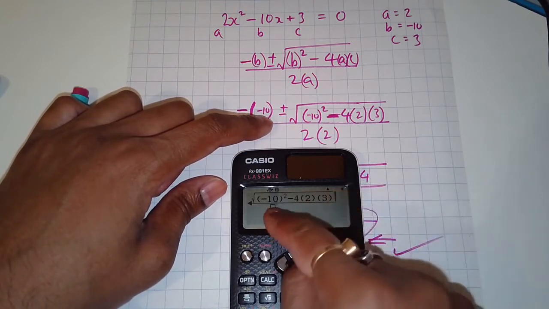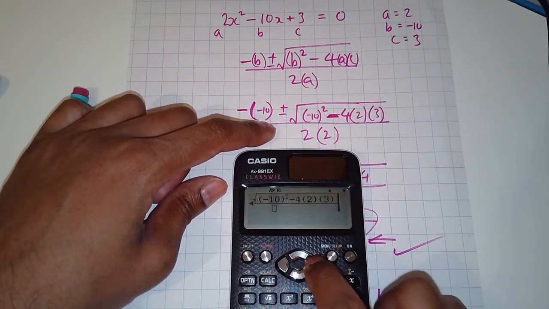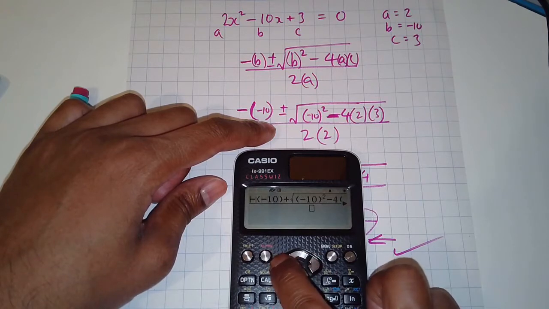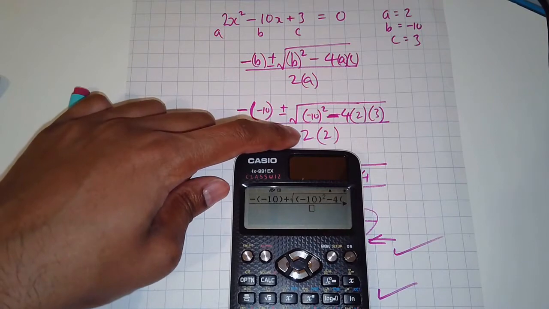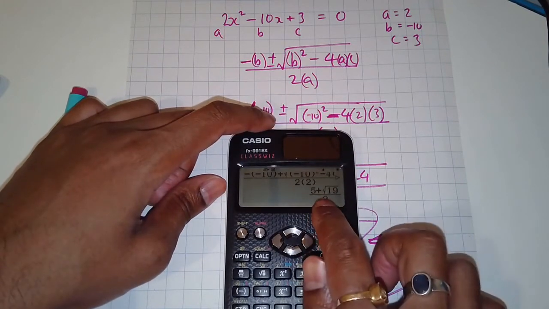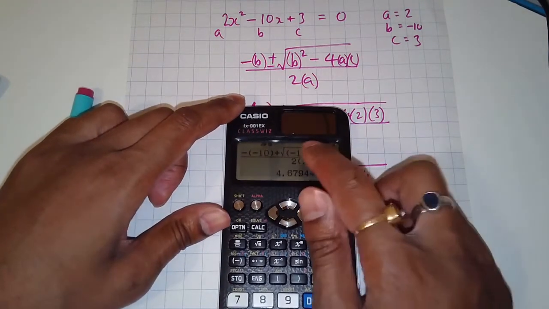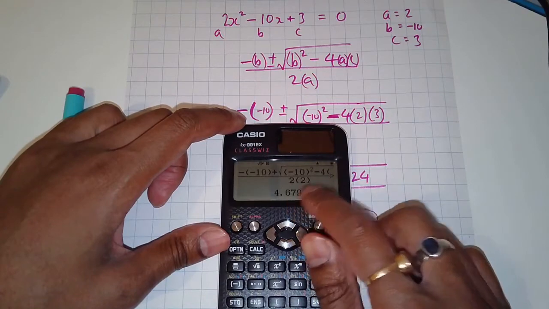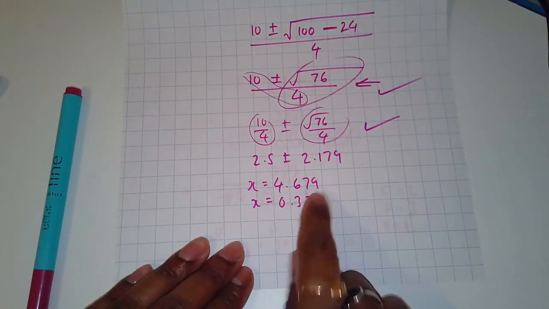Right, bring the cursor down. I want to go down here to the denominator. There, the cursor down here. Press the equal button. Right, I've got the answer in fraction form. Press the S-D button. There you go. Hopefully you can see that 4.67, which was one of my answers.